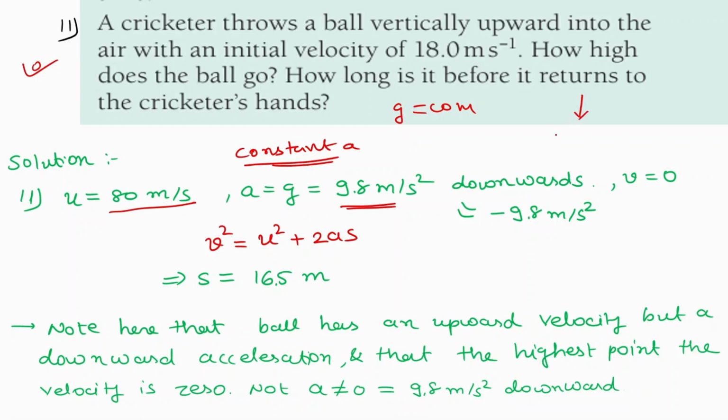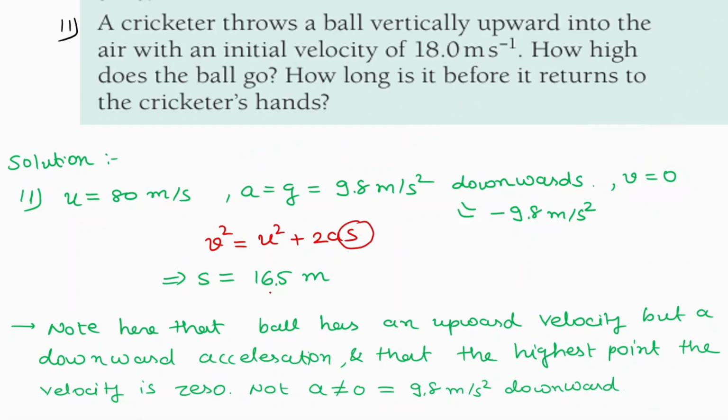It is in the downward direction. Now the velocity is zero. Why? If the ball attains some maximum height, at that particular time the speed of the ball is zero. That's why it goes downward due to gravity. Now you have to find s and use this equation, and you get the answer 16.5 meter. So this is the answer to how high the ball goes.